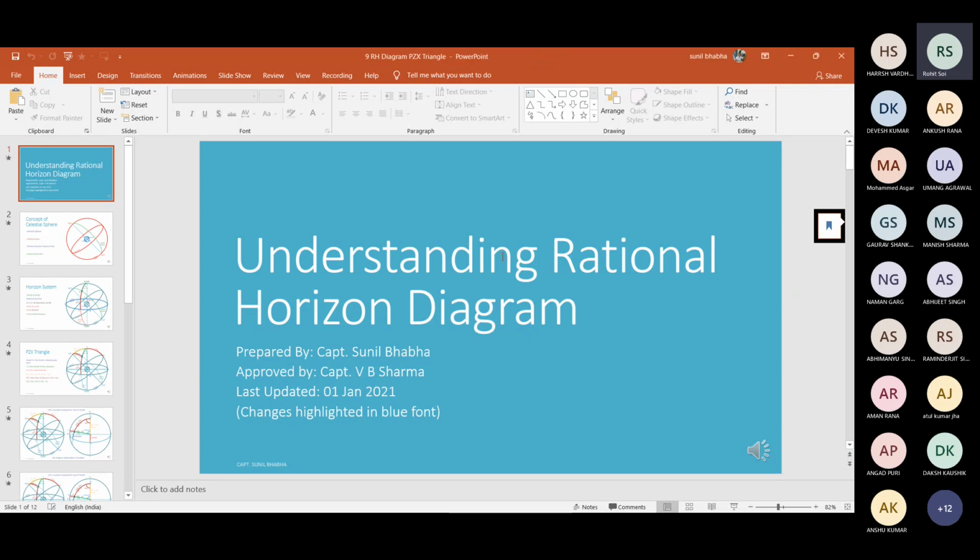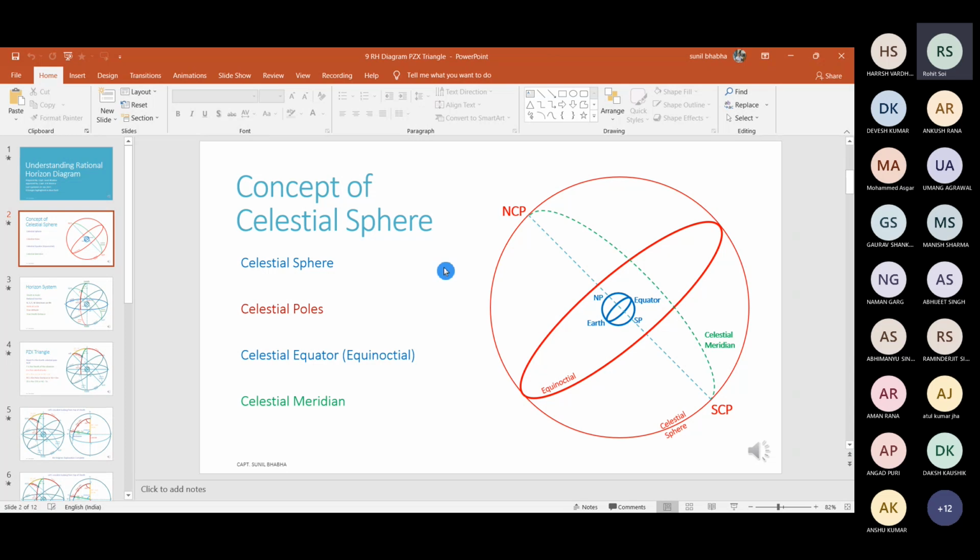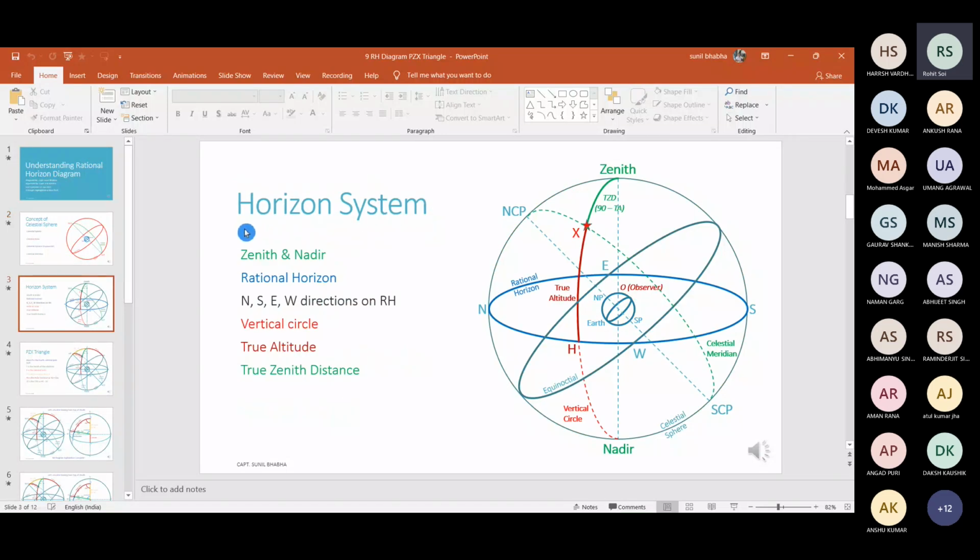Okay, so this is what we did in the previous session, beta. We discussed the concept of the celestial sphere. We saw the equinoctial, the celestial poles, and the celestial meridian. Then we went on to the horizon system, and in the horizon system we saw the zenith and the nadir. Then exactly midway between them, the rational horizon. Then the directions being represented on the rational horizon, that is N, E, S, W points.